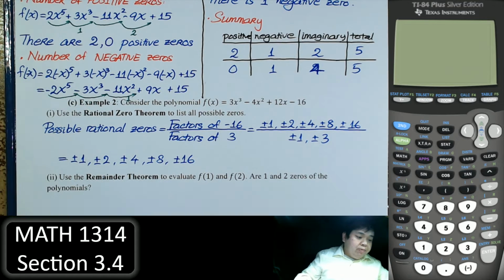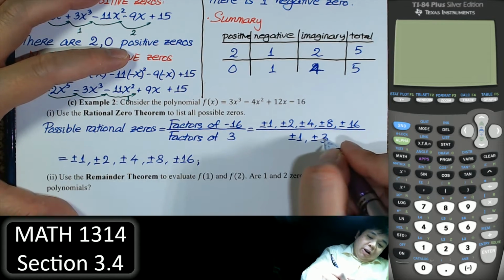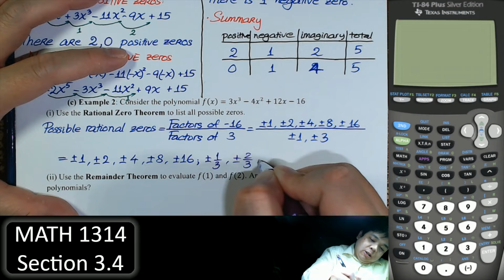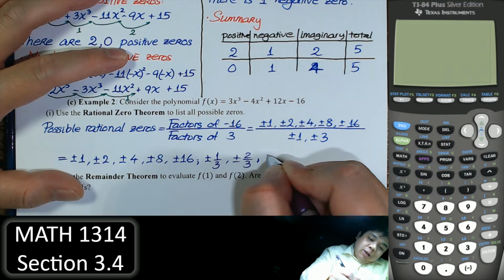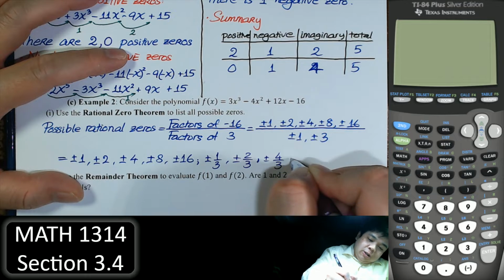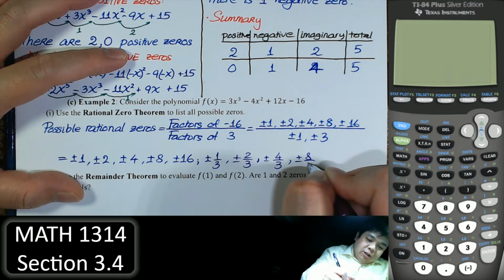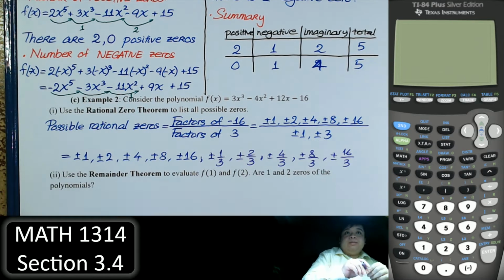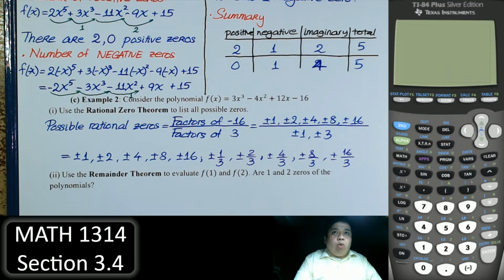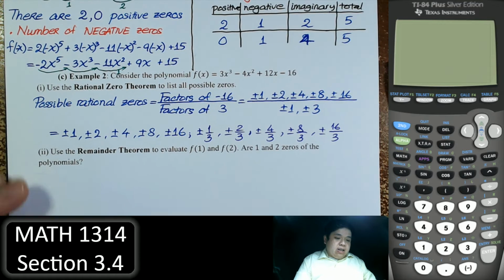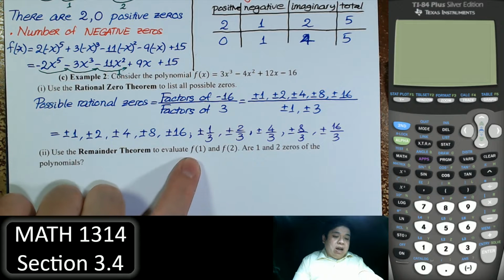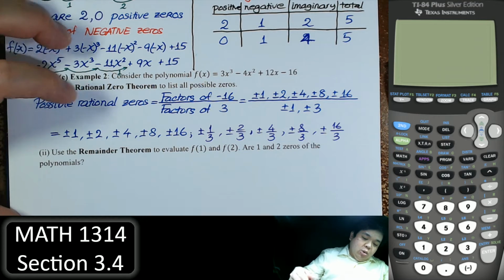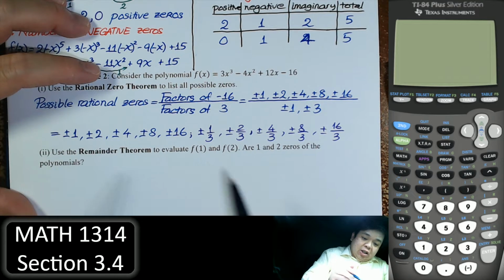Right, so that divide by 1, and then we divide by 3. 1/3, 2/3, 4/3, 8/3, 16/3. Right, so those are the possible rational zeros. Next, use the remainder theorem to evaluate f of 1 and f of 2. Are those 1 and 2 zeros of the polynomial function? So we divide by 1 and 2 using synthetic division.